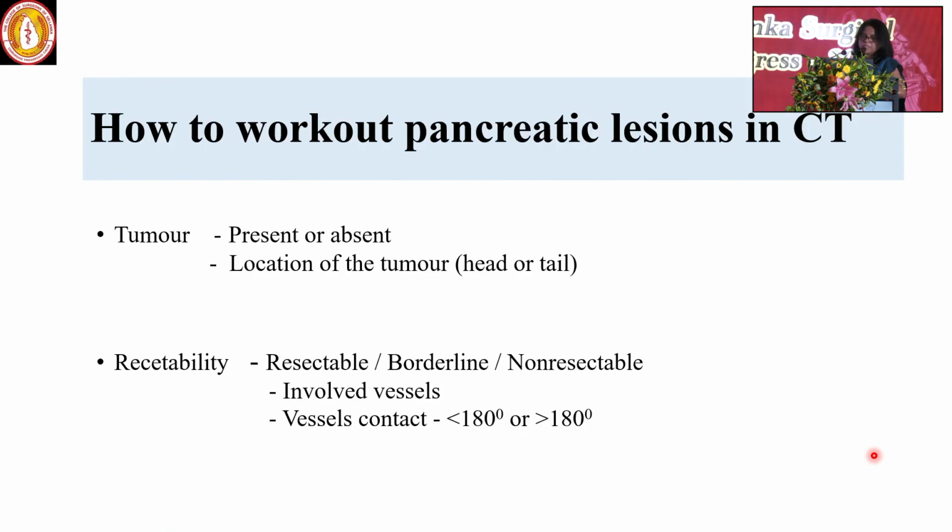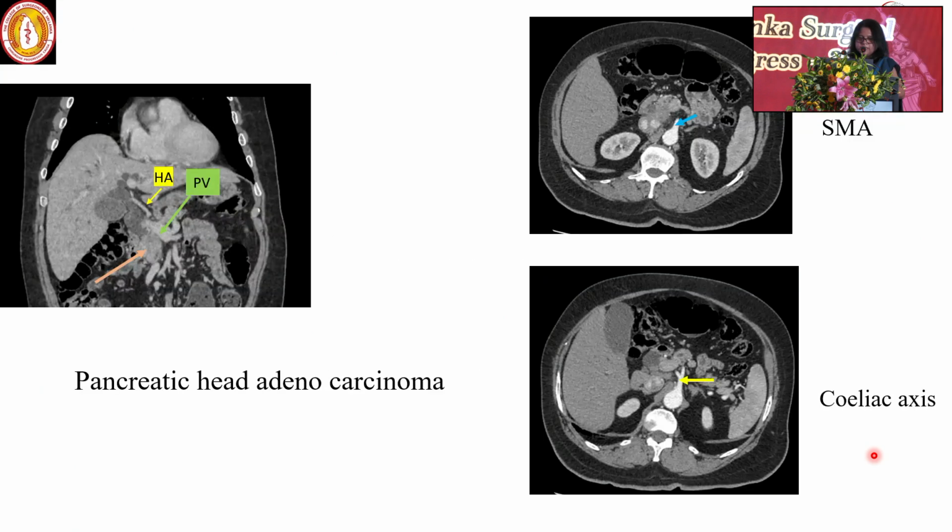So how do we work out when there is a pancreatic tumor? First you have to see whether a tumor is there or not. If it is present, you have to localize whether the tumor is in the head, body or tail region. And then you check the resectability of the tumor. So we have to assess the involvement of the vessels, arteries and veins, whether tumor contact is there or not, and if it is there, the degree and circumference of tumor contact with the vessel. So we will see a few cases.